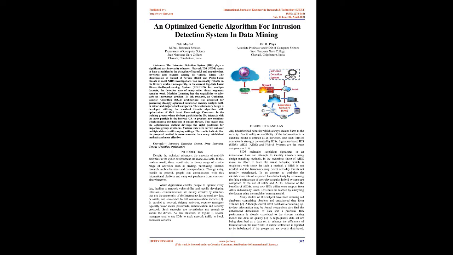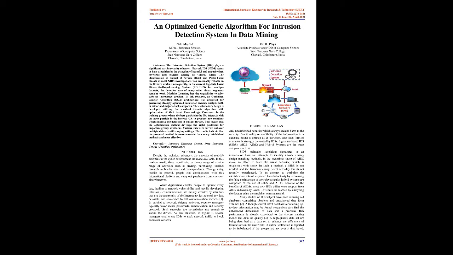The evolutionary design is developed utilizing the standard genetic algorithm with optimization of shift-based reverse logic crossover. In the training process, the best particle in the GA interacts with the poor particle in the internal GA to produce new solutions which improve the detection of mutant threats. This means that the optimization method develops the right guidelines for important groups of attacks. Various tests were carried out over multiple datasets with varying settings. The results indicate that the proposed method is more accurate and more effective than many established methods. Keywords: Intrusion Detection System, Deep Learning, Genetic Algorithm, Optimization.